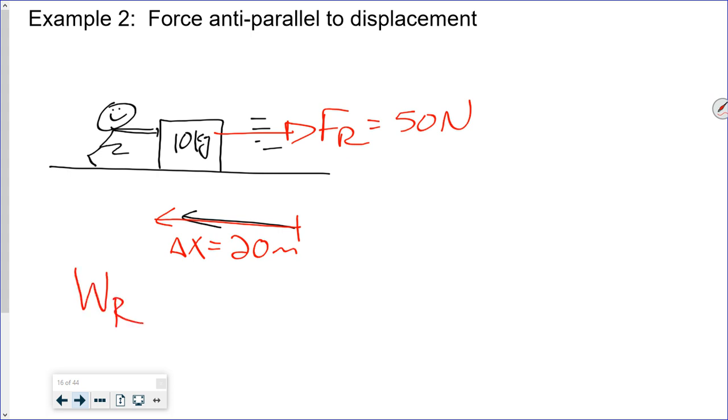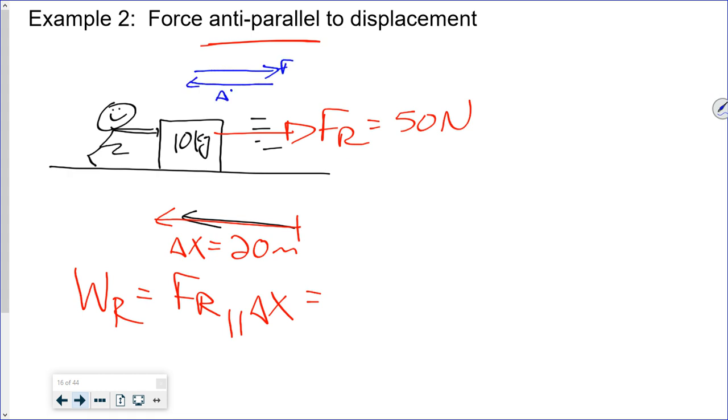Work done by Roy is force of Roy parallel times the displacement. Once again, the forces are parallel. Technically, they're anti-parallel, which just means they're parallel but point in opposite directions. Our force is this way, our displacement is that way. So again, we just multiply, but you've got to watch your signs.